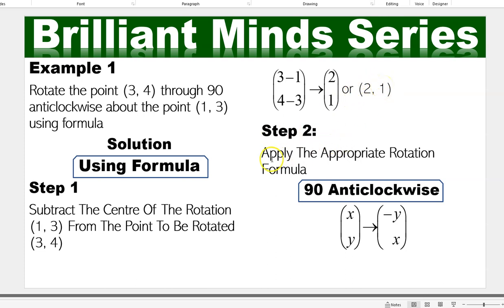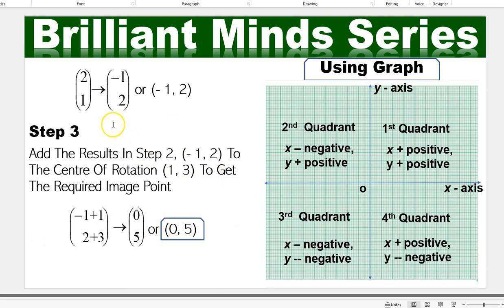Step 2, we are going to apply the appropriate rotation formula. According to the question, we are given 90 degrees anticlockwise, and the formula is given as (x, y) maps to (negative y, positive x). So when you substitute into the formula, (2, 1) becomes (negative 1, positive 2) in coordinate form.